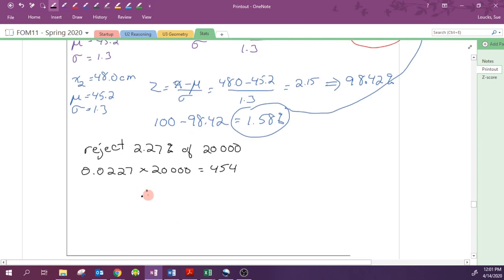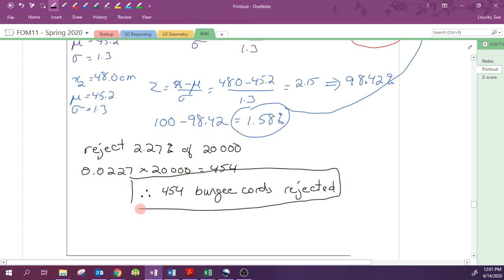Therefore, we are going to have 454 bungee cords rejected. And I'll put a box around that. There we go. That wasn't so bad, was it?